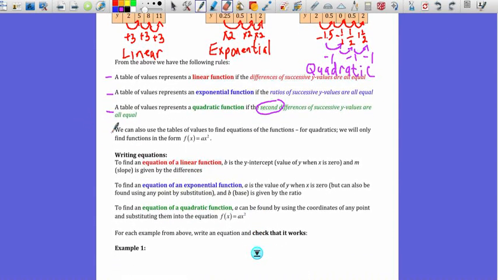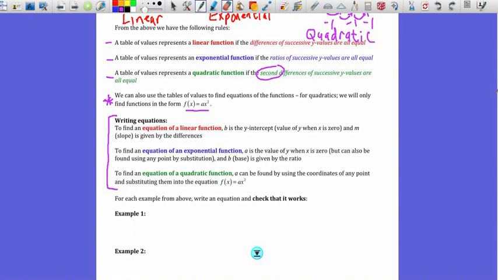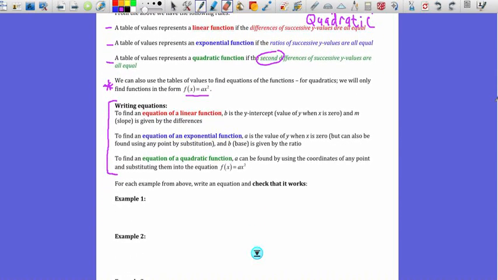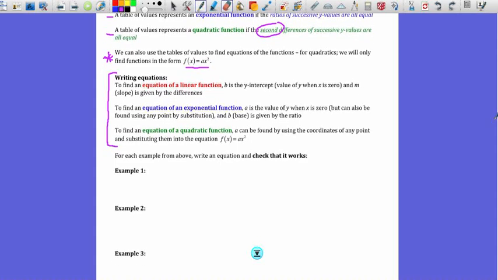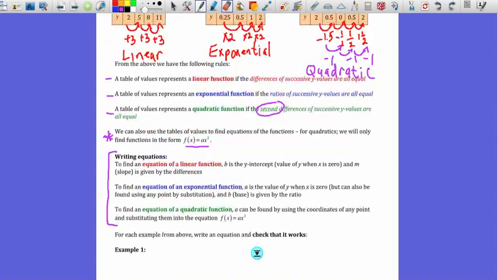Just one clarification point: for quadratic functions, those are very complicated to find the equations. The focus of this unit will only be finding quadratic equations in the form y equals, or f of x equals, ax squared. So there'll be no bx and there'll be no c term. Again, over here are the rules that will assist you in finding the equations of each of these. But I'm not going to read those, I'm just going to show you in each of the examples. So we're going to go back up here.